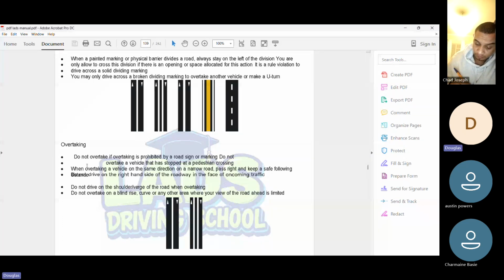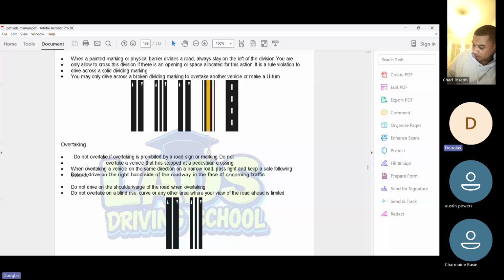Drive on the right hand side of the road in the face of oncoming traffic. So basically, if a car is driving in one direction, you can overtake it on the right side. You are not allowed to overtake on the left side unless that vehicle is turning right. So if the vehicle is turning right, you can pass on the left. If a vehicle is driving in the same direction as you, you're allowed to overtake on the right side, as long as you are not posing a danger to the oncoming traffic.